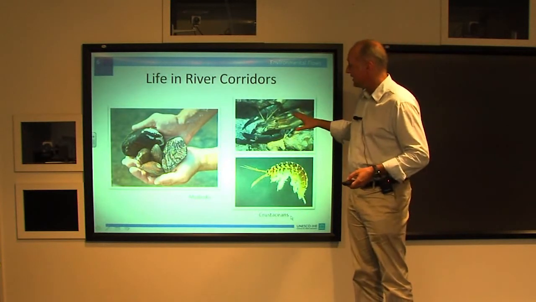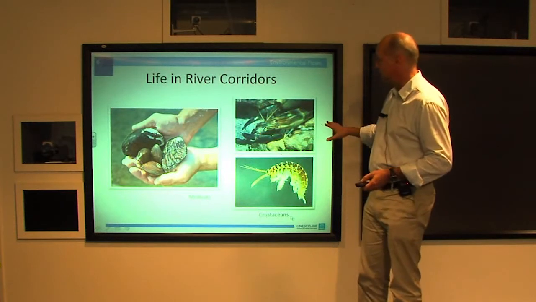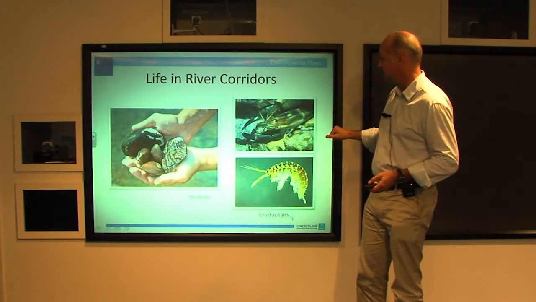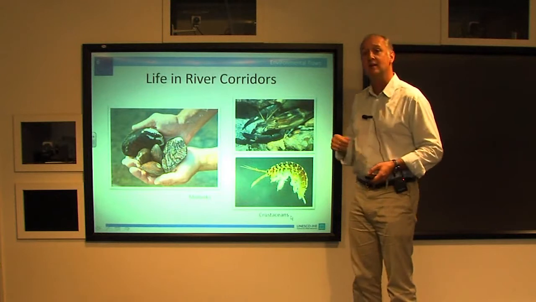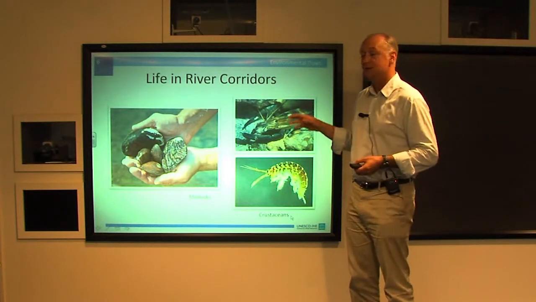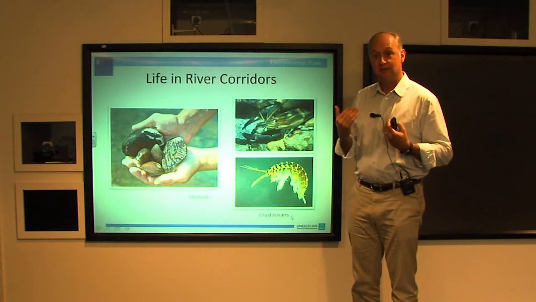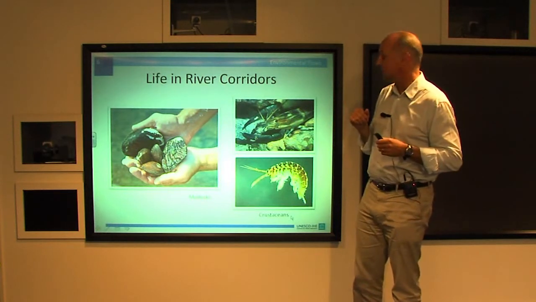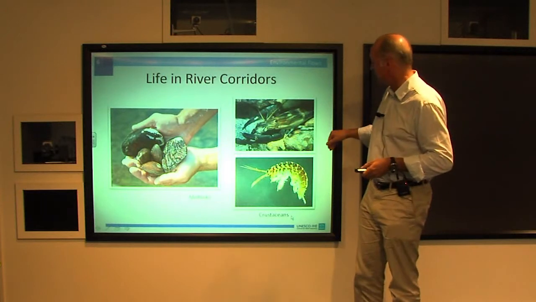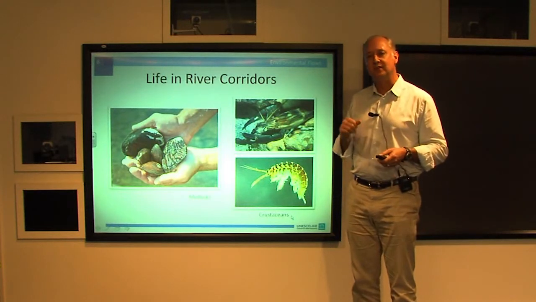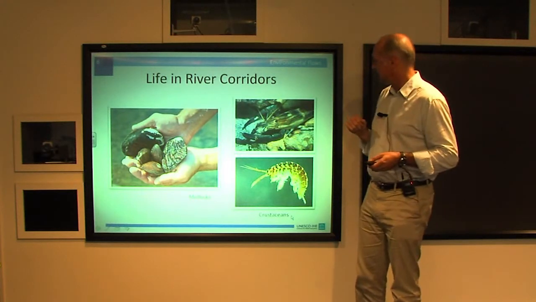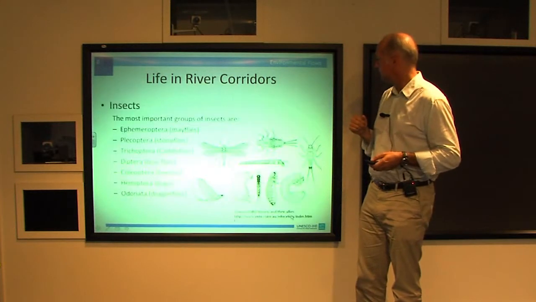We have a variety of mollusks and crustaceans that live in stream and river systems, and they make their living in different ways. They might be filter feeders, filtering organic material and other tiny organisms from the flowing water, or they might act as predators as well. They're often scavenging in these systems.